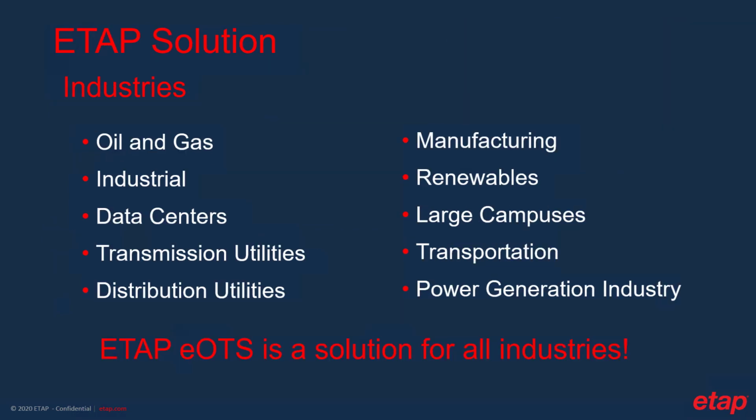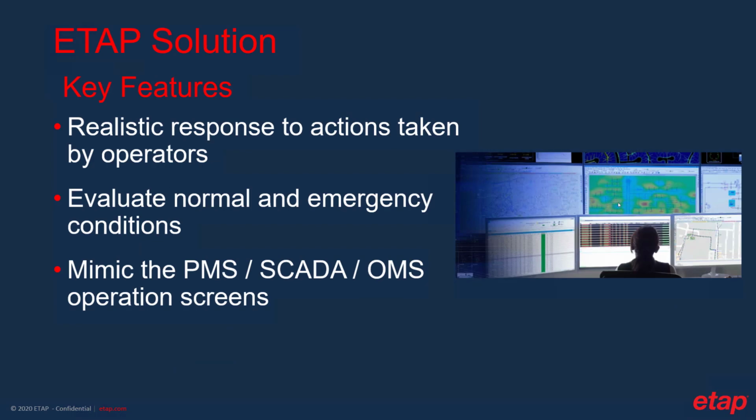This slide shows just some of the industries which the ETAP eOTS solution can be very beneficial. The ETAP eOTS is a solution for all industries because ETAP knows power for all industries. Some key features that the ETAP eOTS solution provides is a realistic response to actions taken by operators, evaluate normal and emergency conditions, and we've gone to great lengths to support mimicking the existing PMS, SCADA, and OMS operation screens, even if it's a third-party SCADA that we need to mimic.